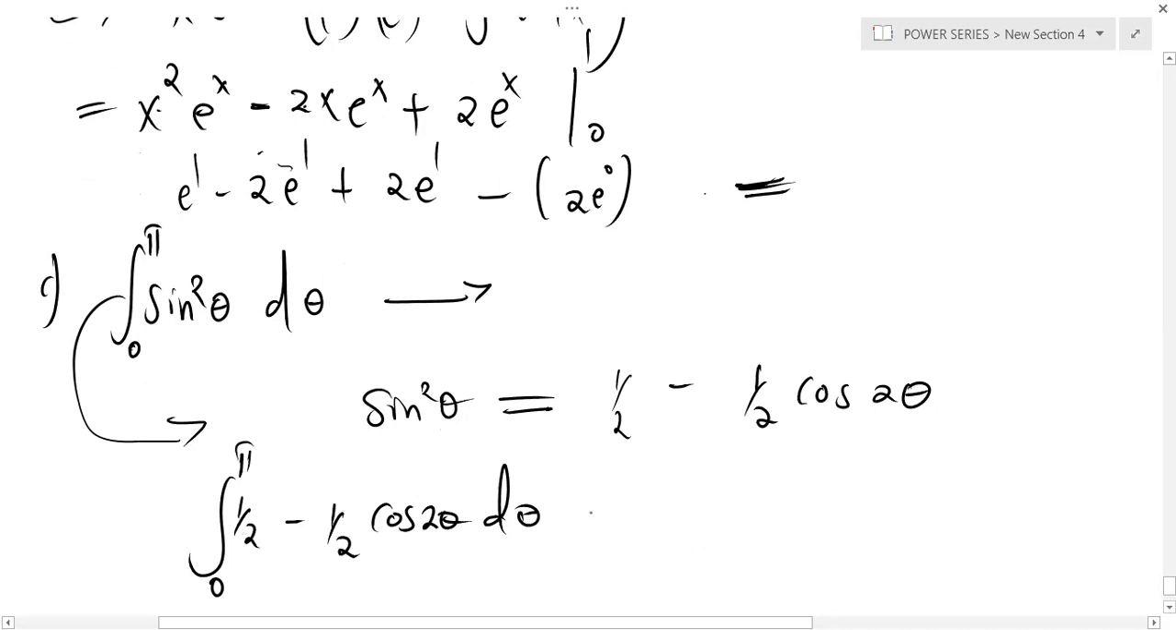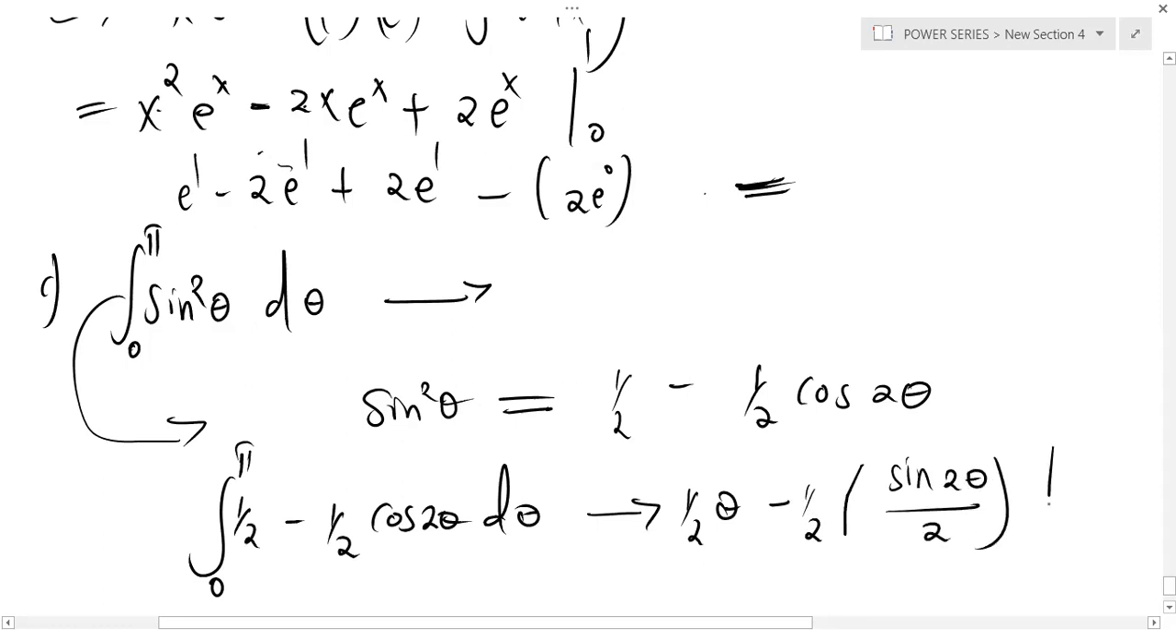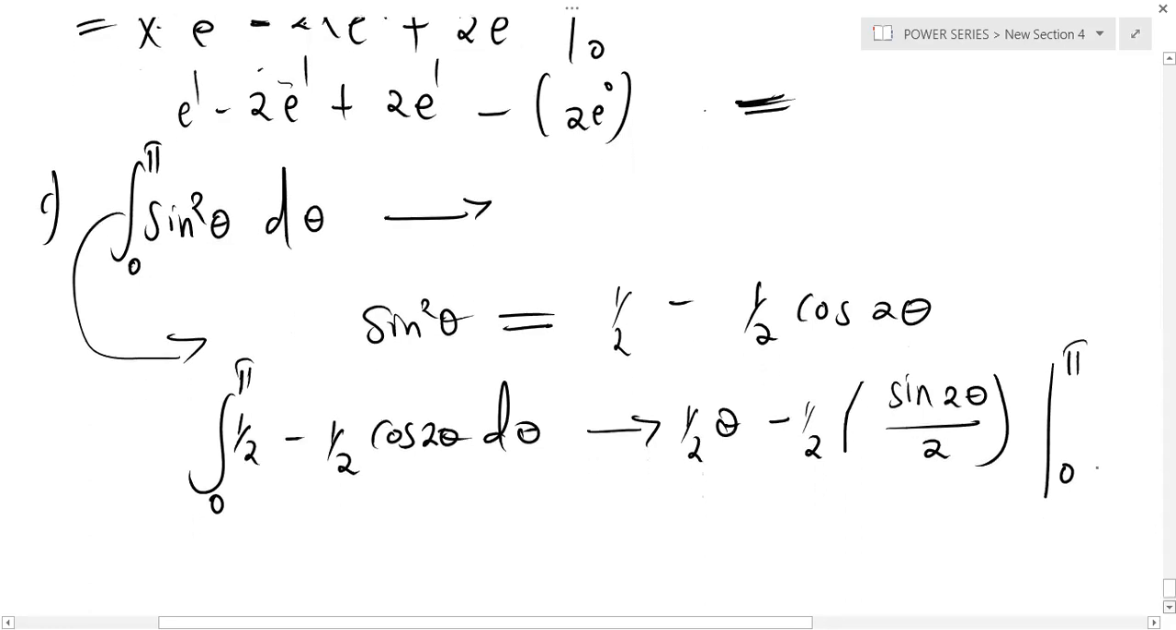What is the integral of a half? A half theta. Minus, what is the integral of a half cos 2 theta? I will have a half here. The integral of cos is sine, so sine 2 theta over 2. And then the limit is from 0 to pi. Then I can now replace the ranges. So let me first of all write this as a half theta minus a quarter sine 2 theta, with the integral from 0 to pi.